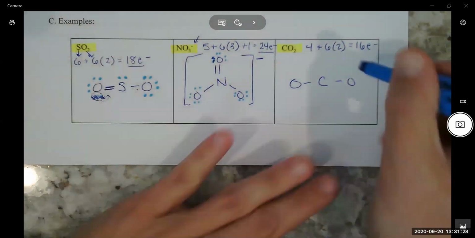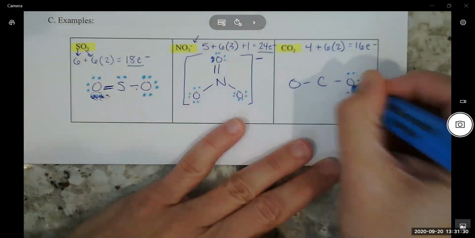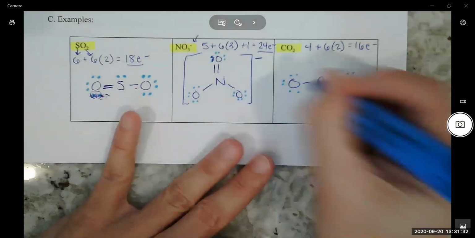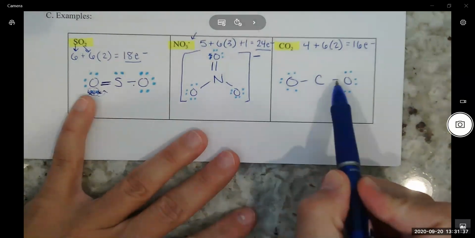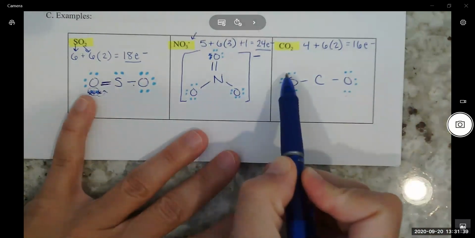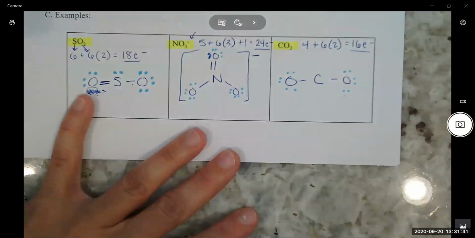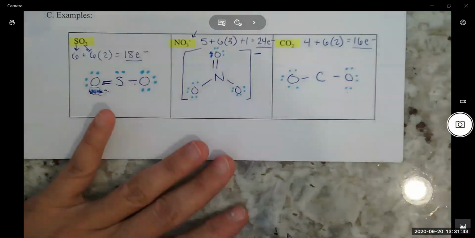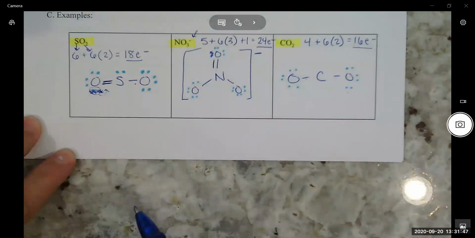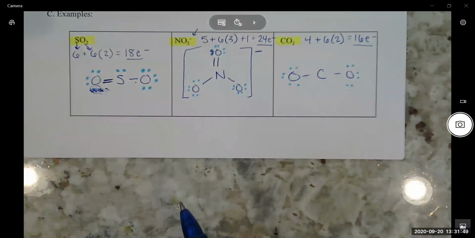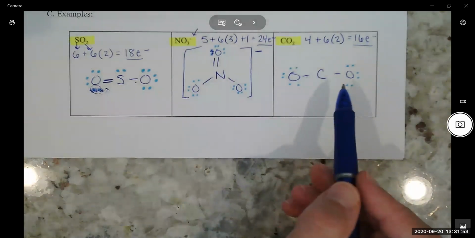And step number 3 is to complete octets around the outside. Now let me recount my electrons. I have 2, 4, 6, 8, 10, 12, 14, 16 electrons, which is the correct number of electrons. However, carbon only has 2, 4 electrons around it. So it needs 4 more electrons, which means that I'm going to have to create double bonds.